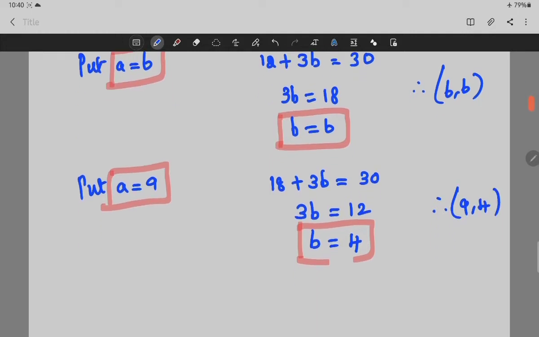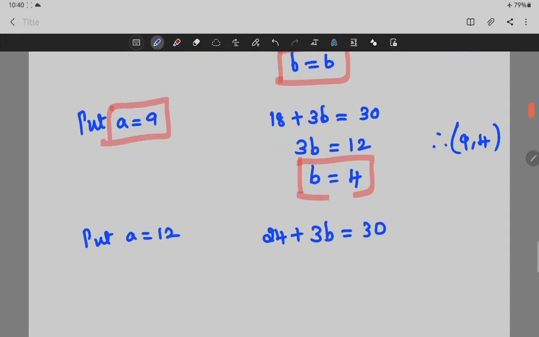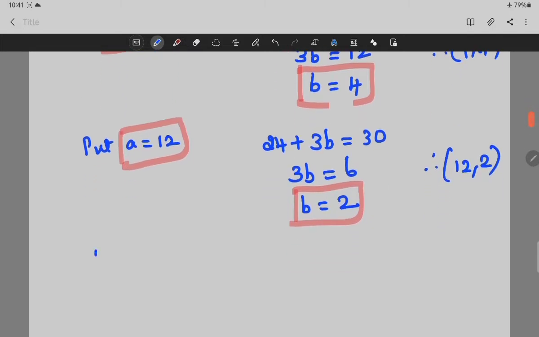And the next one, put A is equal to 12. The condition 2A, so it is 24 plus 3B is equal to 30. 3B is equal to 30 minus 24, that is 6. So, B is equal to 2. So, when A is equal to 12, your B is equal to 2. Therefore, you are getting the ordered pair 12, 2.